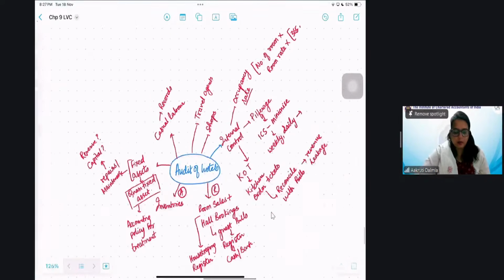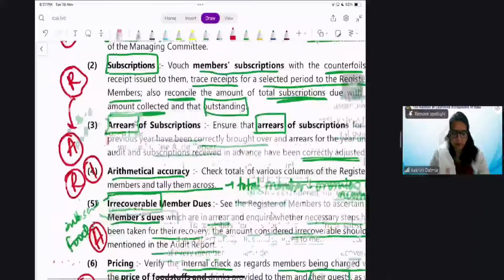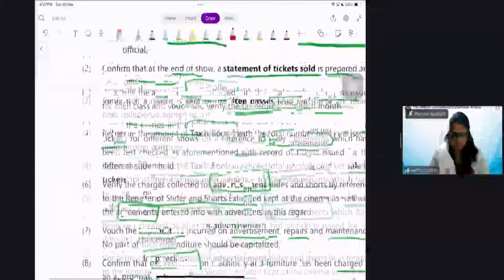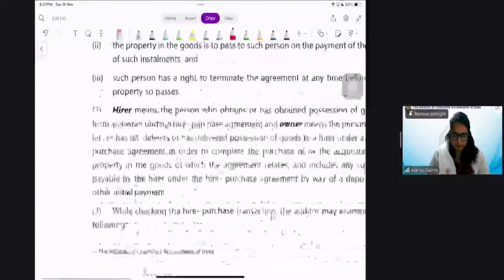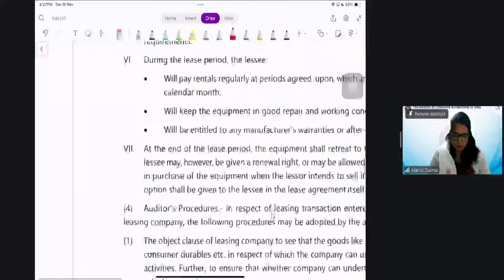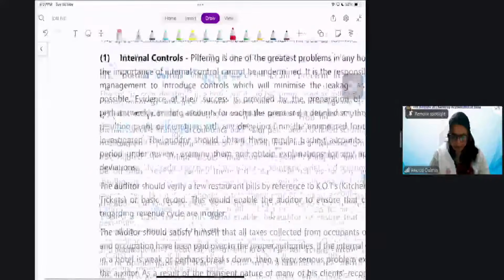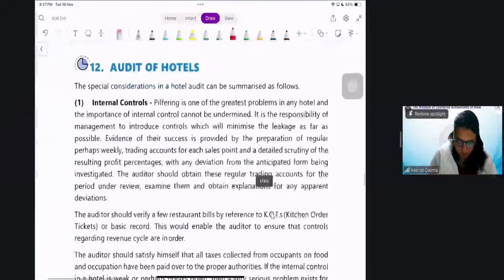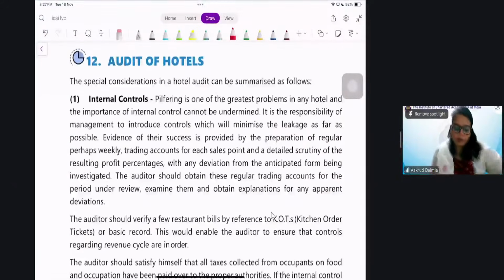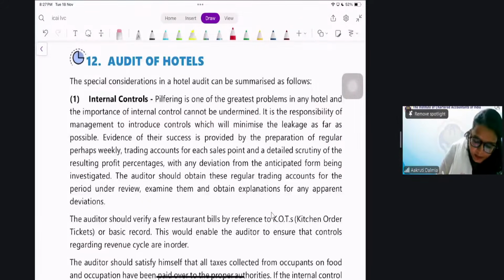All right, let's come to the book and then we are done with this answer. So, audit of hotels, quickly come. We'll do it quickly. Audit of hotels, special considerations. Please mark it as specially important.